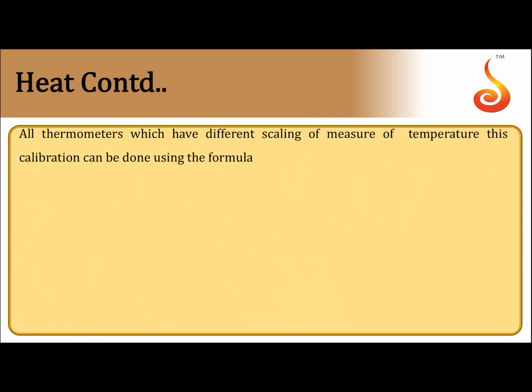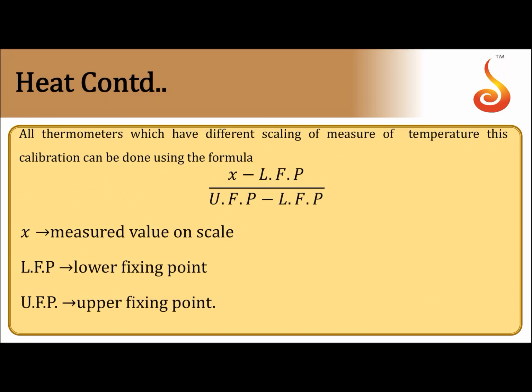So all the thermometers which have different scaling of measure, they can be calibrated using the formula (x minus LFP) divided by (UFP minus LFP), where x is measured value of temperature on the scale, LFP is lower fixed point which is melting ice temperature, UFP is upper fixed point, it is steam temperature, that is boiling point of water.